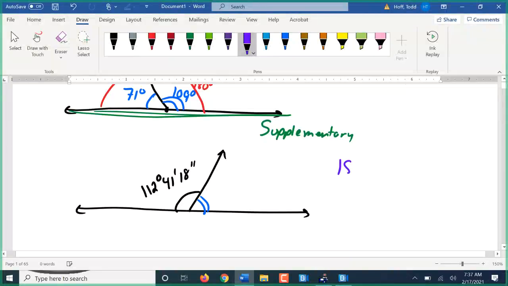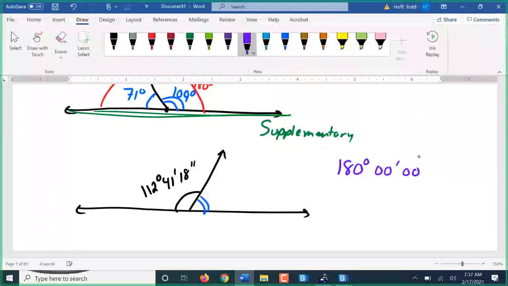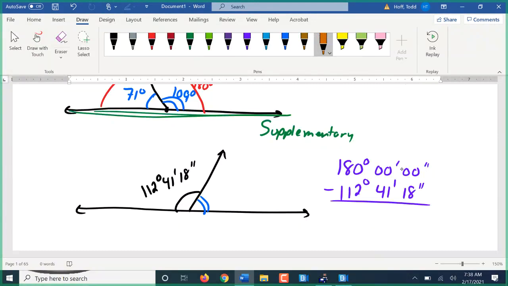Oh, it's going to be found. Supplementary means they add up to 180. If I say it's 180, I have to write it as 180 degrees, 0 minutes, 0 seconds. Subtract 112 degrees, 41 minutes. 0 minus 41 can't be done, so what do I have to do? I have to borrow, exactly. There's nothing to borrow from here, so we do go all the way to the 180.